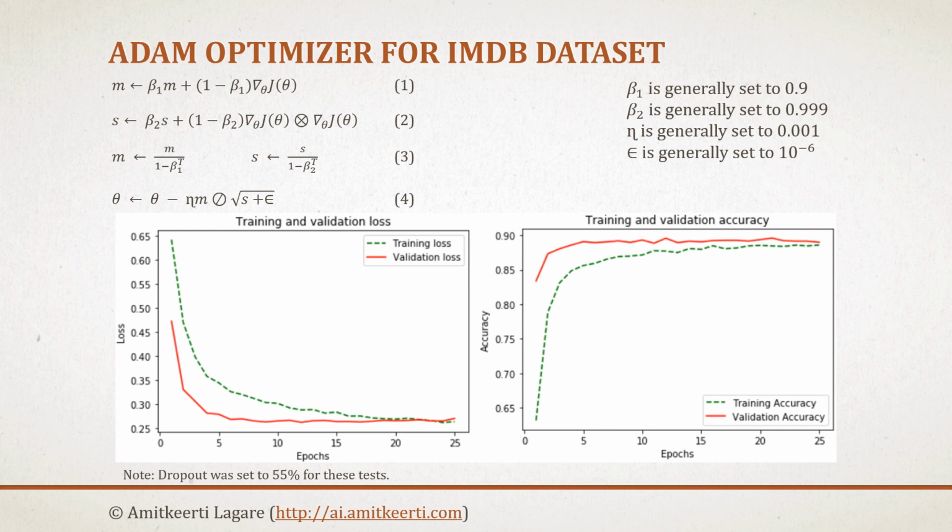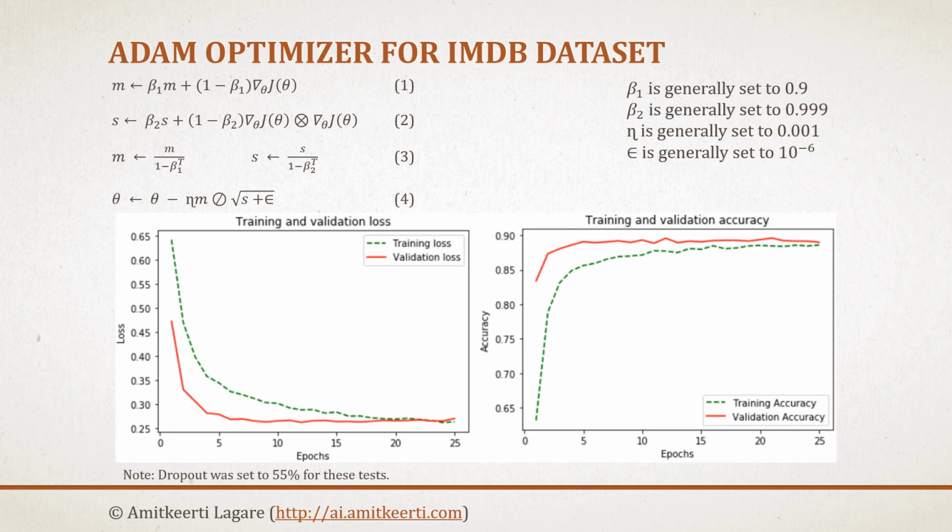ADAM, which stands for Adaptive Moment Estimation, combines the concept from momentum optimizer as well as RMS prop optimization. The equations are a little involved. Let us look at them in detail. Let us concentrate on equation 1, 2 and 4 for now. Equation 3 merely helps to boost the value of m and s at the beginning of the training when these values are biased towards 0.